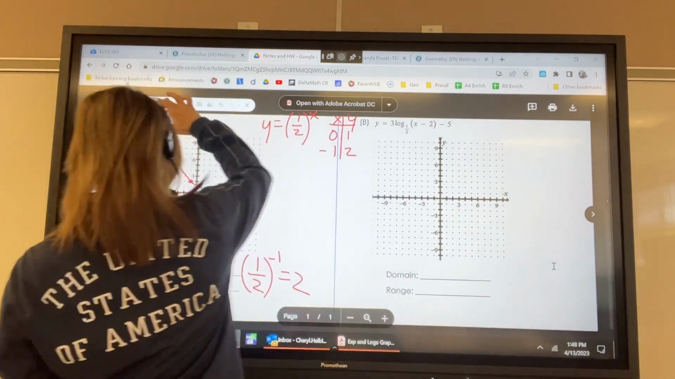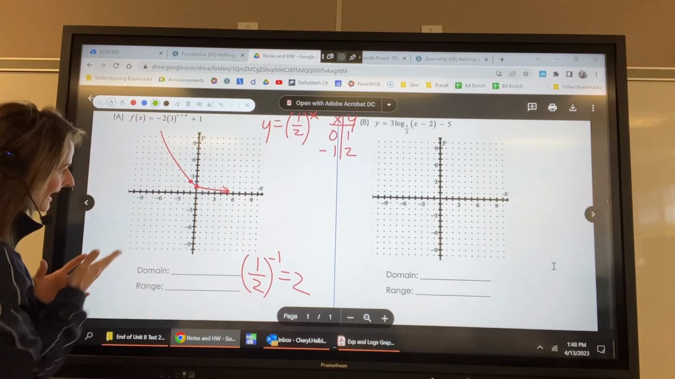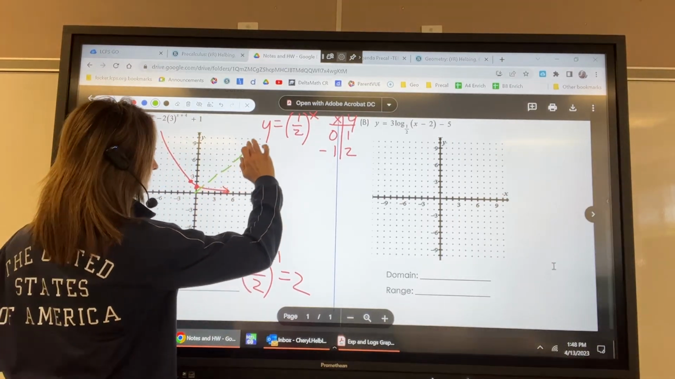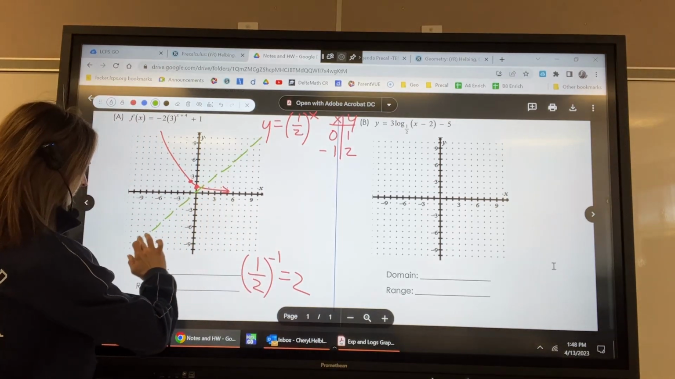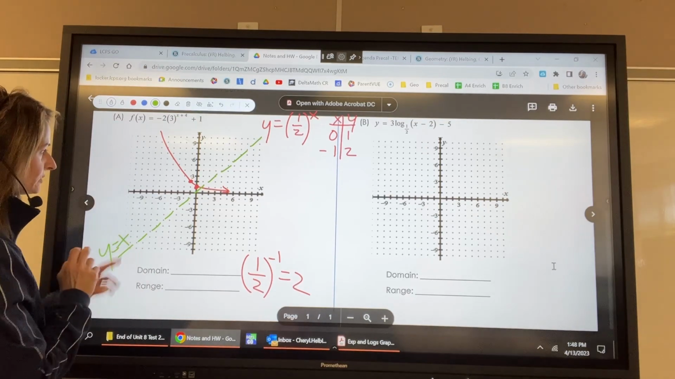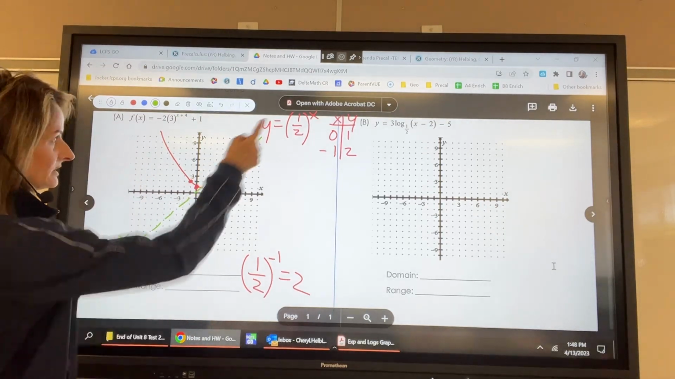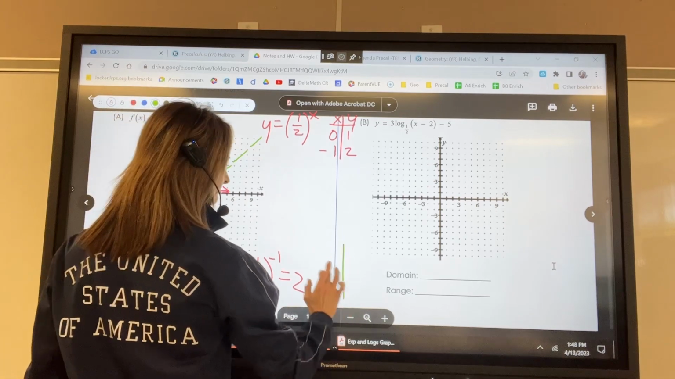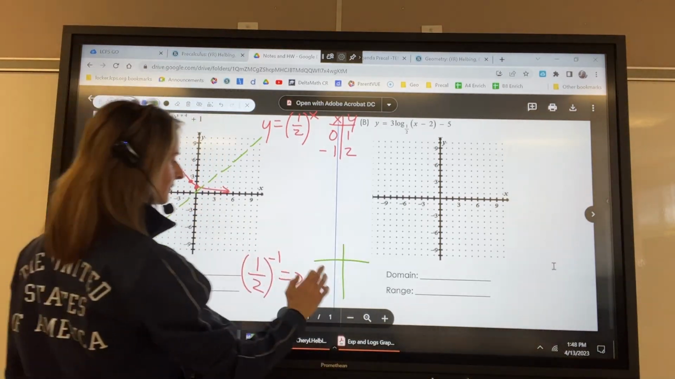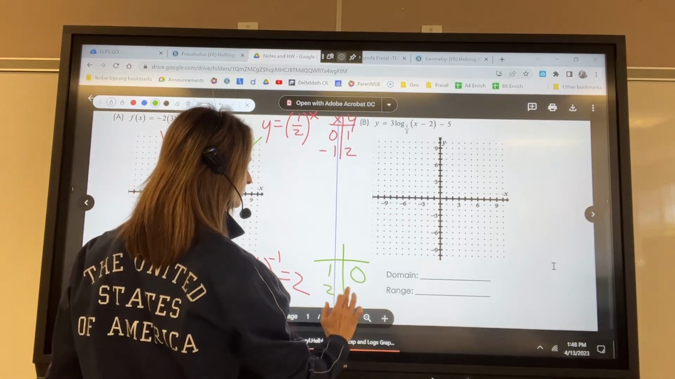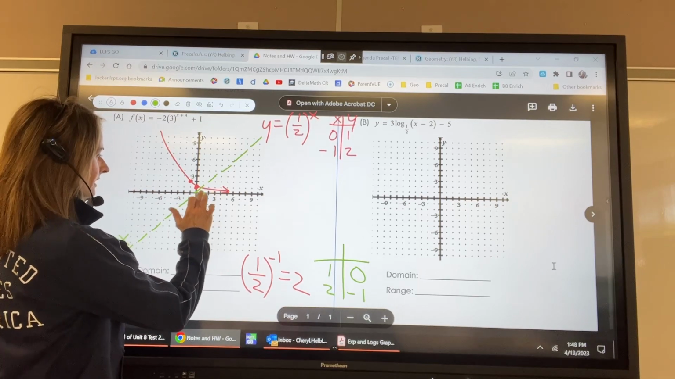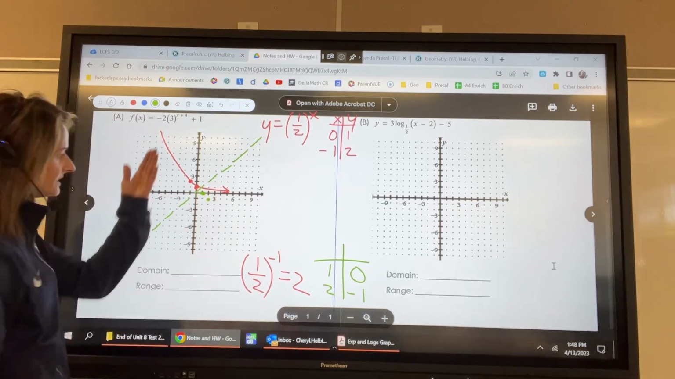Okay, so the inverse of any function is a reflection over the line y equals x, okay? So here's y equals x, from Algebra 1. So that's why we flip the points. These points here would be, instead of 0, 1, they'd be 1, 0, and 2, -1. So I'll go ahead and plot those. So 1, 0, and then 2, -1, okay? See how it's a reflection.